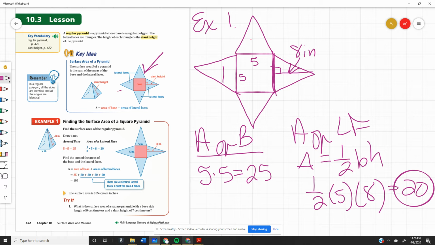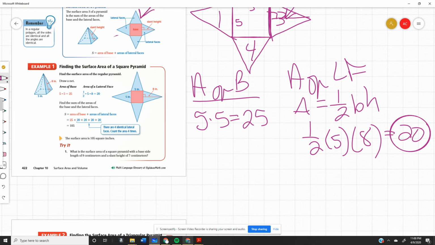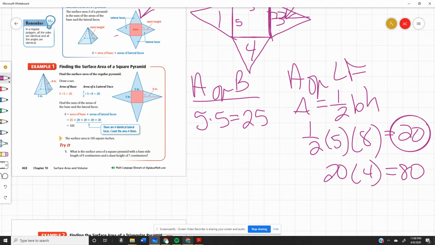Well, if we count them, we have 1, 2, 3, 4. So the area of our lateral faces is not just 20, okay? It's 20 times 4, which is actually 80.